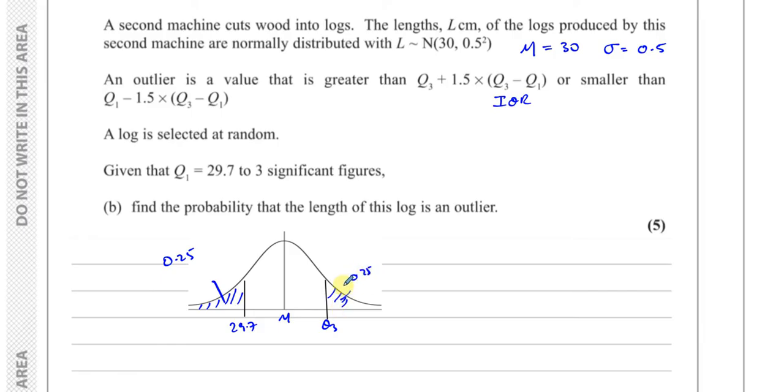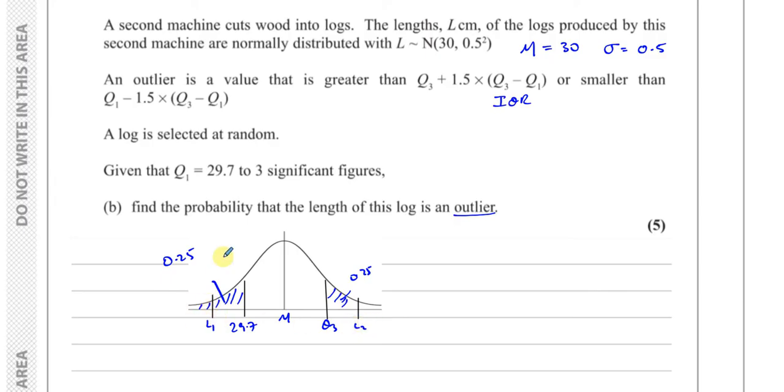Now, what we're trying to find is the probability that the length of the log that's chosen at random is an outlier. The outliers are such that it's less than a certain value, which is the lower quartile minus 1.5 times the interquartile range. So it's going to be something over here, and the upper limit will be something over there. Let me call this L1, the lower limit, and this is L2, the upper limit.